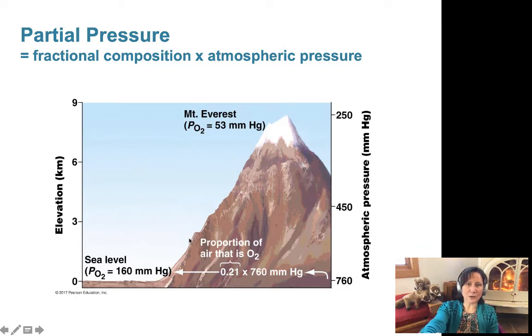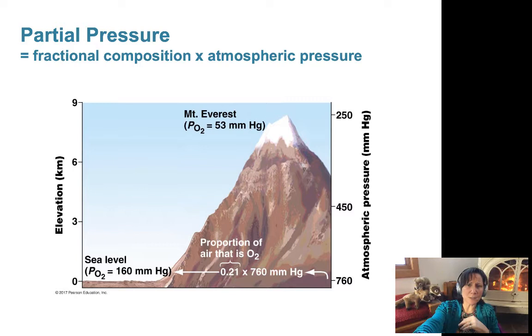If you look at this graph of Mount Everest, you can see that here's atmospheric pressure right here. Pressure is always higher at lower elevations. So it's 760 millimeters mercury, compared to at the top, it would be perhaps 250. The formula is easy. You just multiply atmospheric pressure by the proportion of air that's oxygen. And throughout the planet, regardless of where you are, whether you're at the equator or at the poles, the proportion of air that's oxygen is 21% or 0.21.